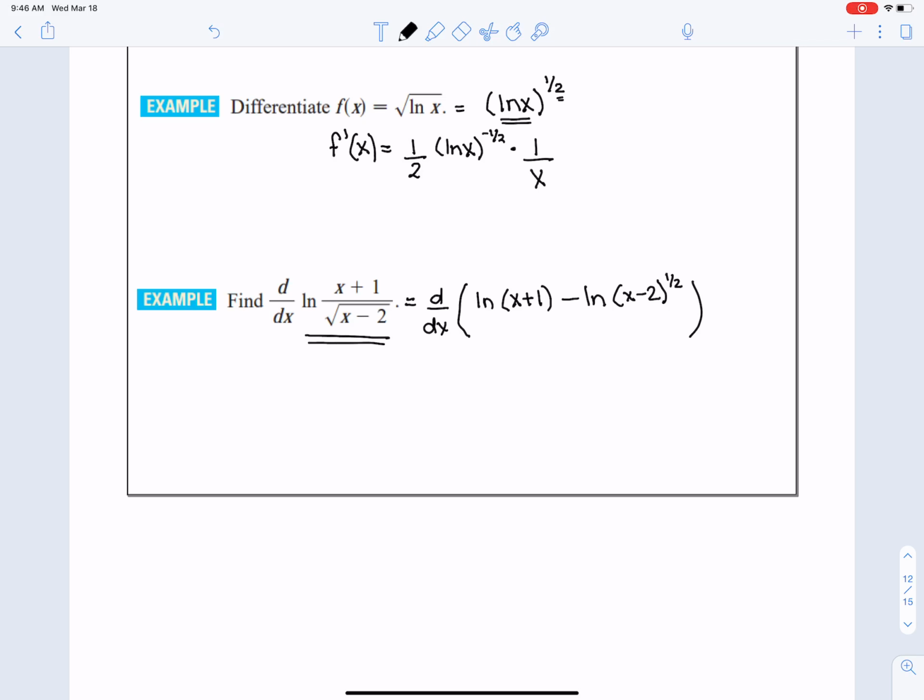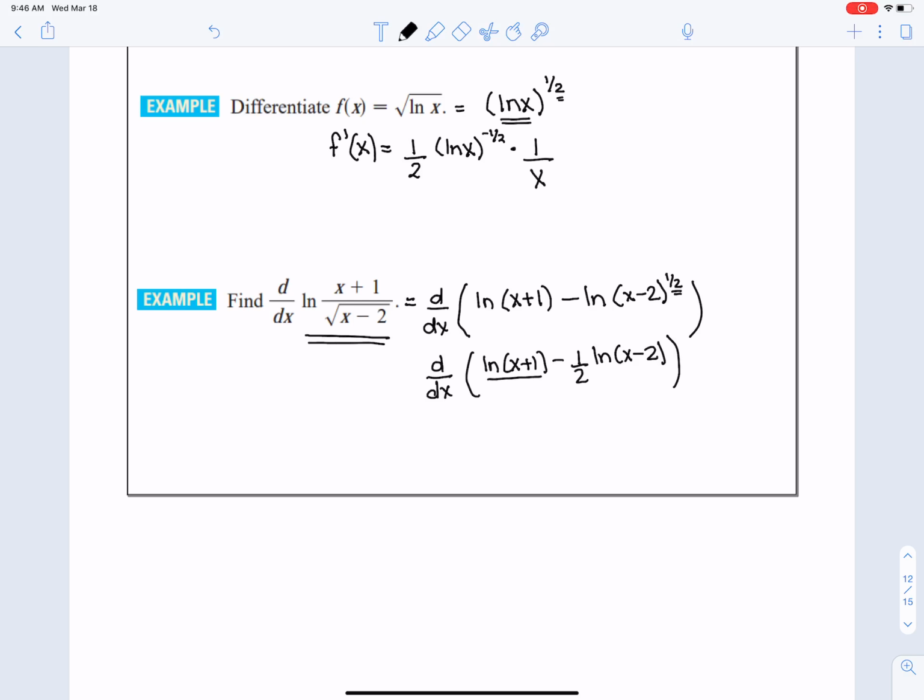And now this 1/2 is in the exponent, so that can come down. So I'm just simplifying the function, not even on the derivative yet. I bring down the 1/2: ln x minus 2. And now that the function is cleaned up, I can take the derivative.